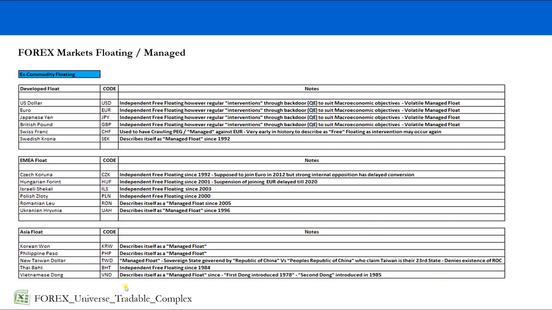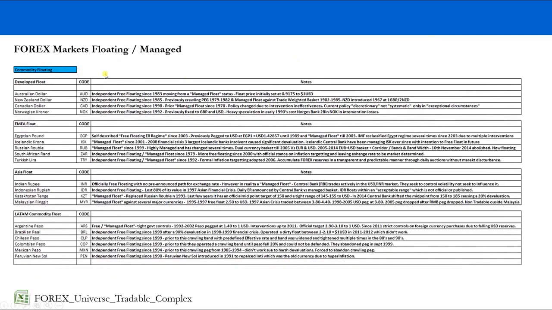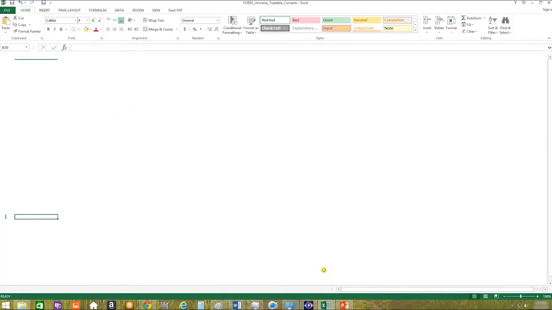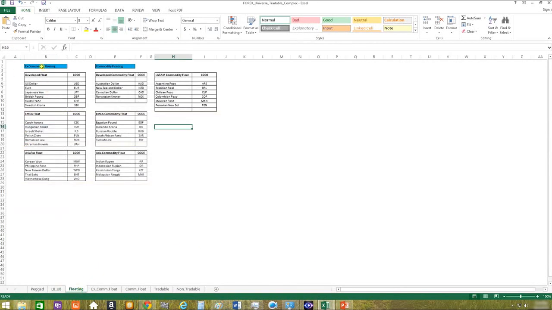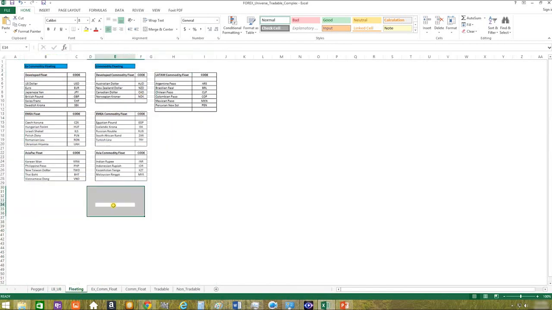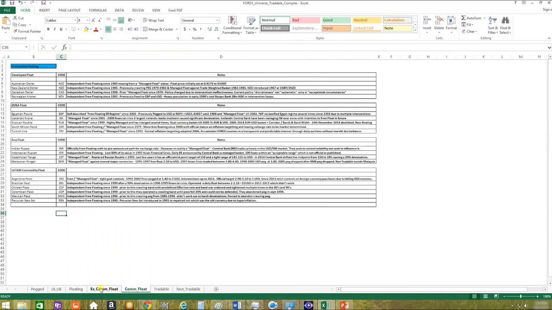In the Forex Universe Tradable Complex spreadsheet file, we've got a couple of sheets that break down everything for you by ex-commodity floating and also by commodity floating. So let's go into the sheet now and we can show you how this is broken down. So we have all our floating currencies here, whether it's ex-commodity or commodity, and we have our two tabs here, ex-commodity and commodity floating.